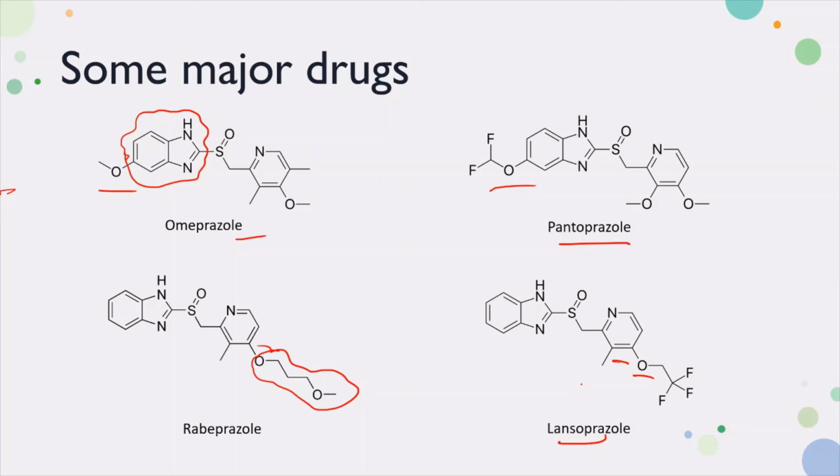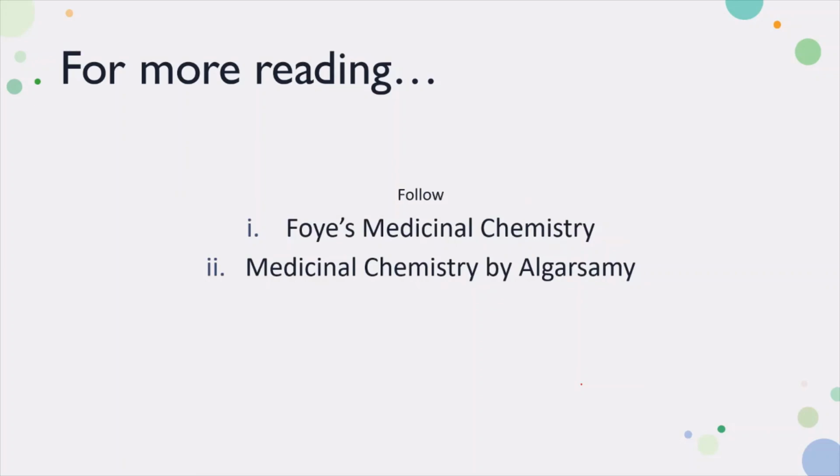If you want further reading, you can follow Foye's Medicinal Chemistry or Medicinal Chemistry by Alagarsamy, two very good books. Foye's Medicinal Chemistry you can follow for different types of SAR, basic mechanism of action, and all this type of knowledge. For Medicinal Chemistry by Alagarsamy, I would suggest it for any kind of synthesis-related study, because this book has a lot of synthesis put together.